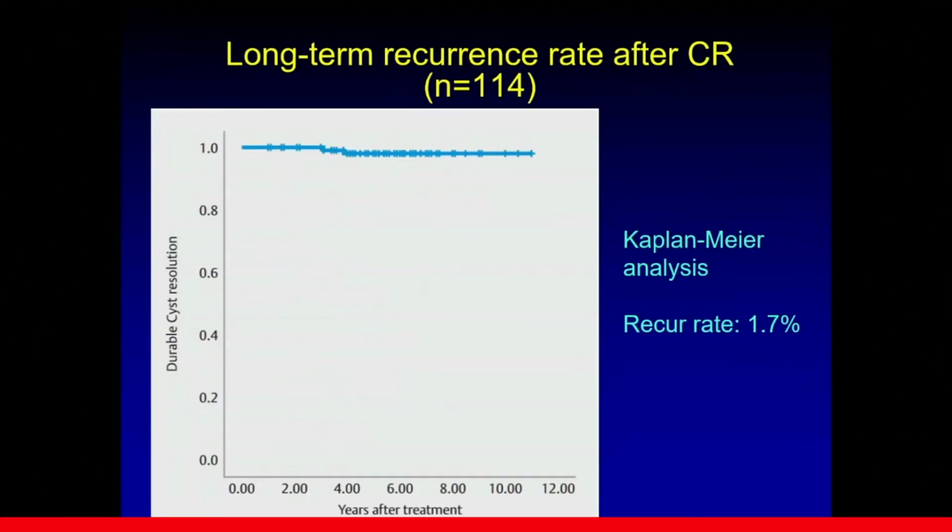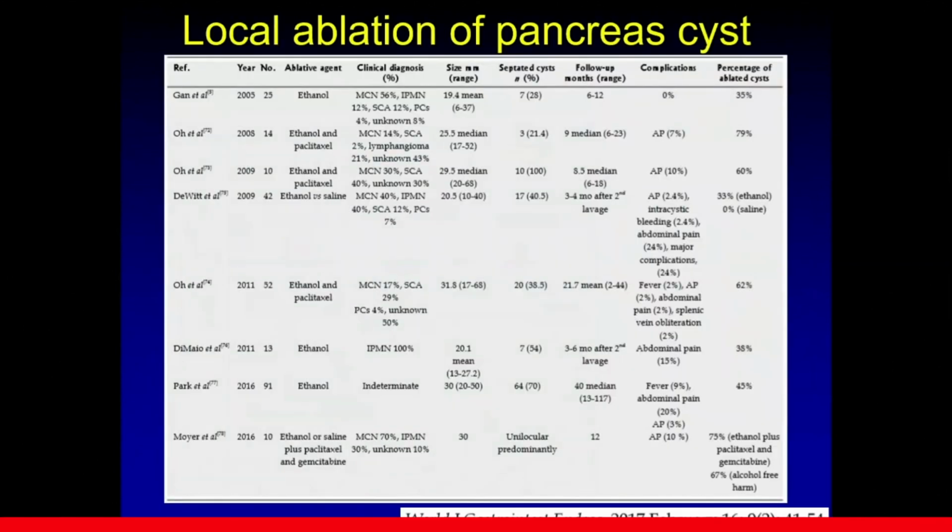Some may argue about the long-term durability of this type of therapy. So we analyzed the long-term recurrence rate. Once CR is achieved, even after 10-year follow-up, the recurrence rate was just 1.7%. So it is quite a durable type of therapy. There are several groups actively investigating the ethanol injection technique for cystic tumors. I think this method can be used widely in the near future.